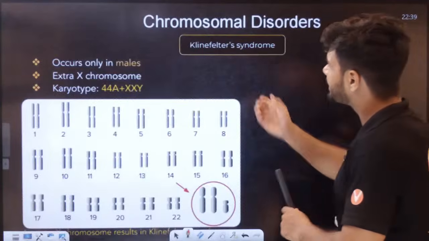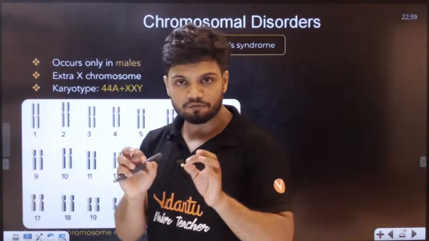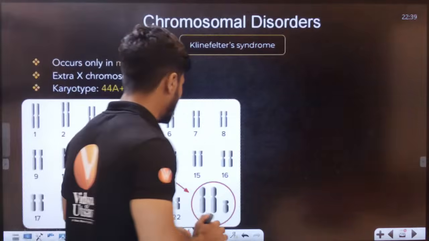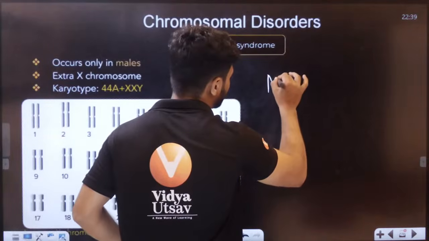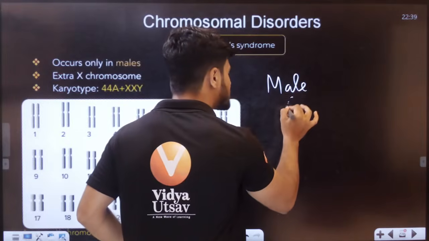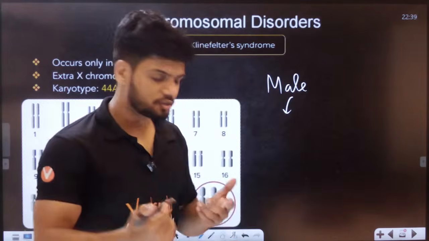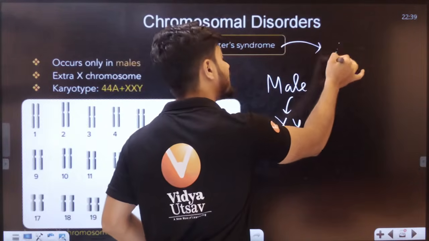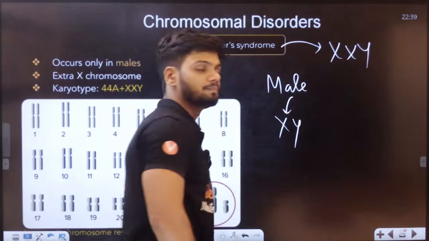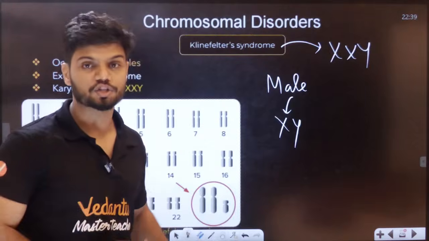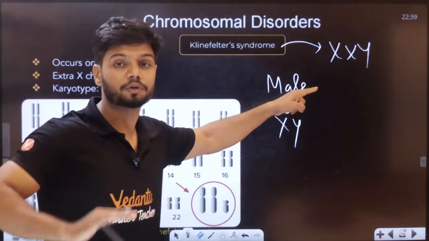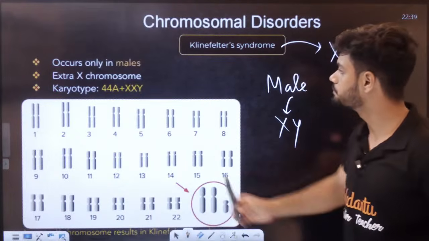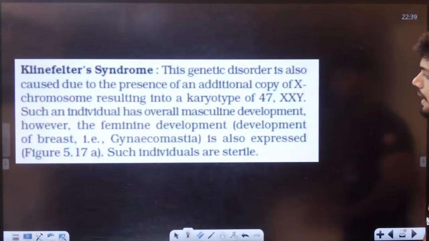Now, in the case of Klinefelter syndrome, students, it is seen only in the case of males. See, a normal male is what? XY. In Klinefelter syndrome, it is the XXY condition. There is one extra X chromosome here. Now, because of the extra X chromosome, what happens?